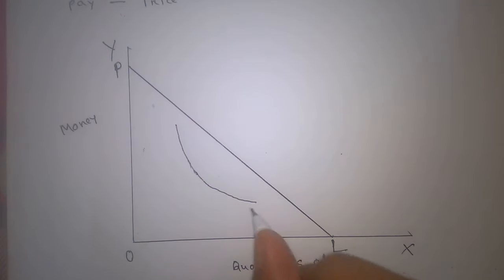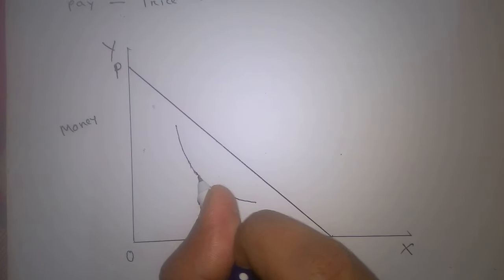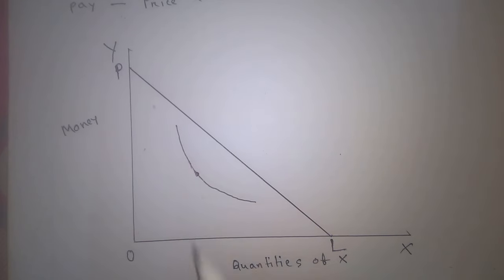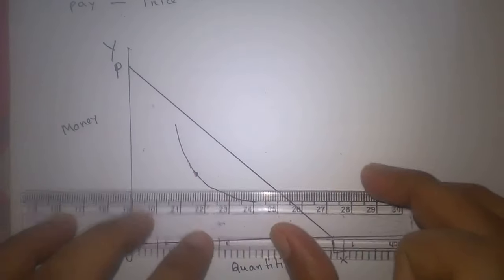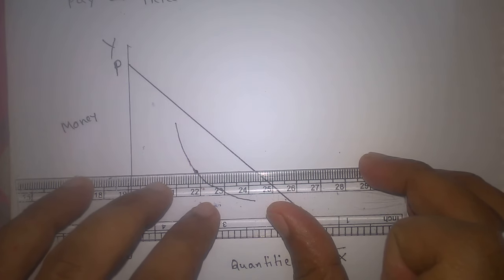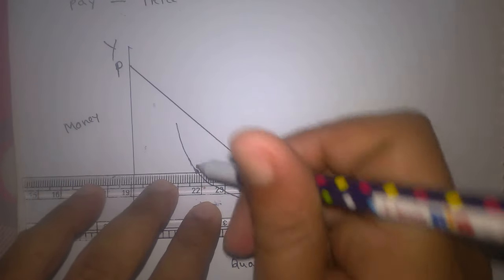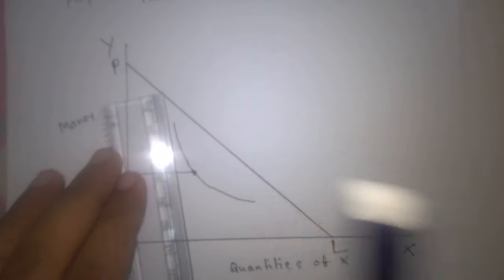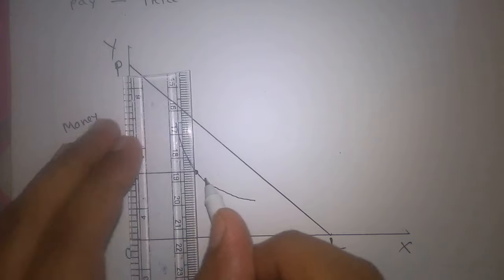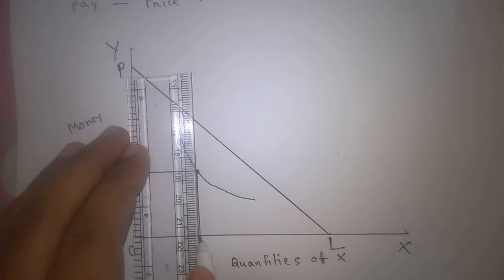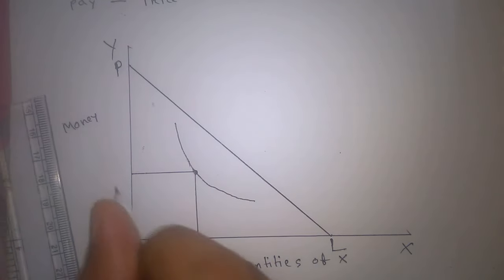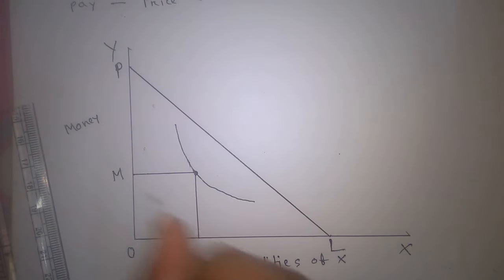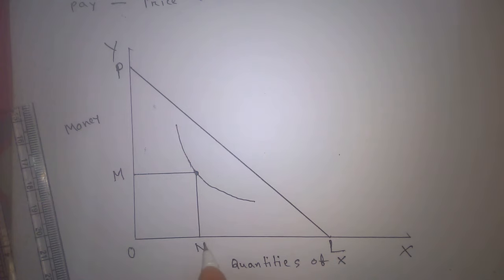So this is an indifference curve, and you are choosing this point on the indifference curve. Let's see what this point actually means. If we add this indifference curve point with its coordinates, we get some values here. This is M, this is N, for example.